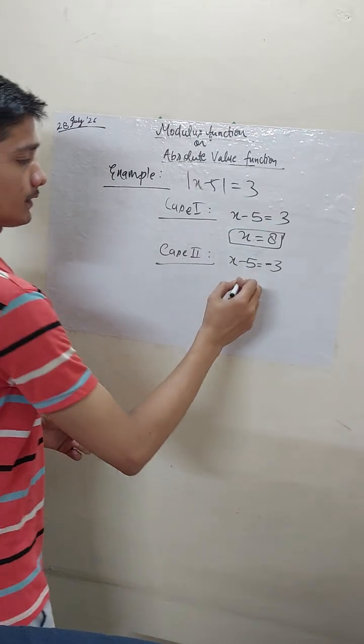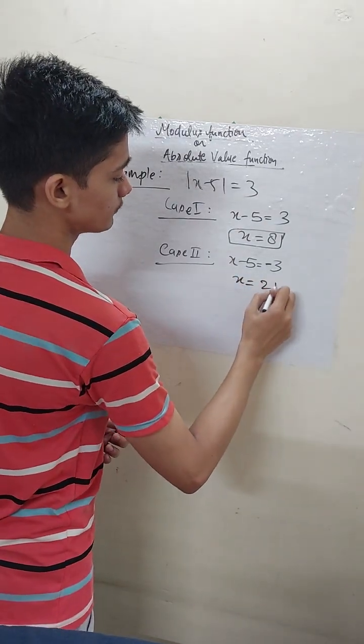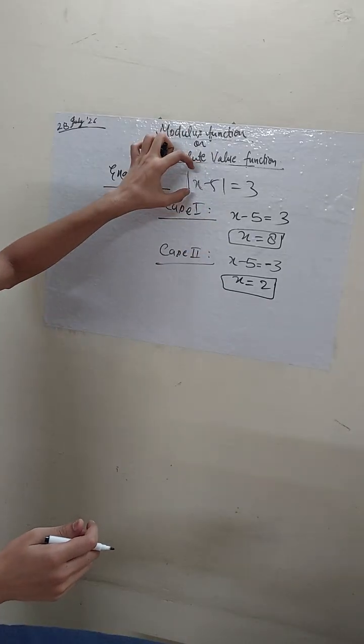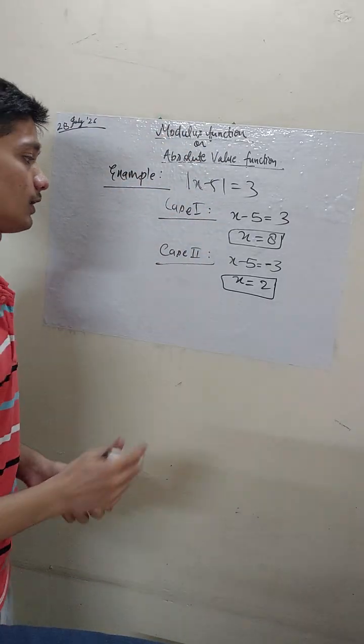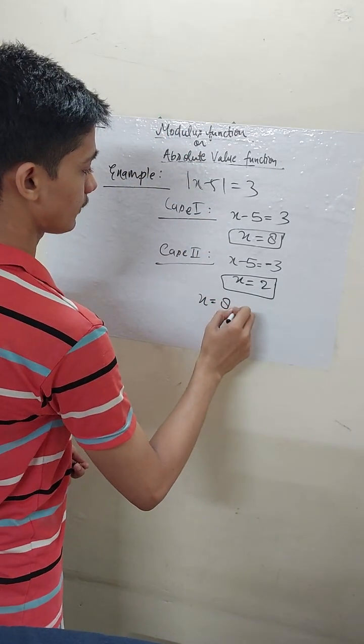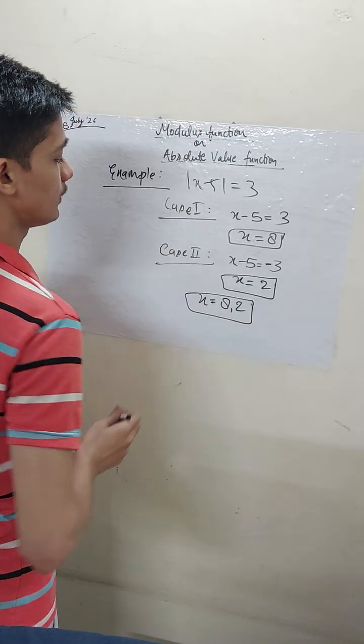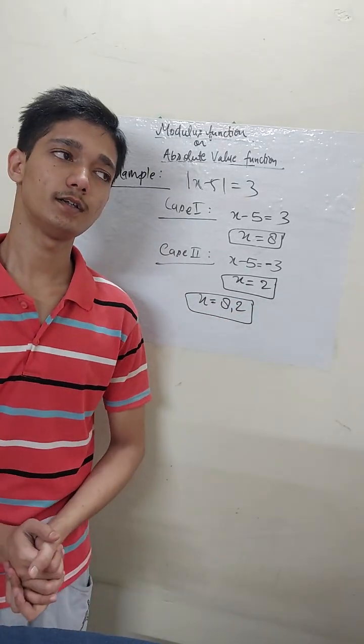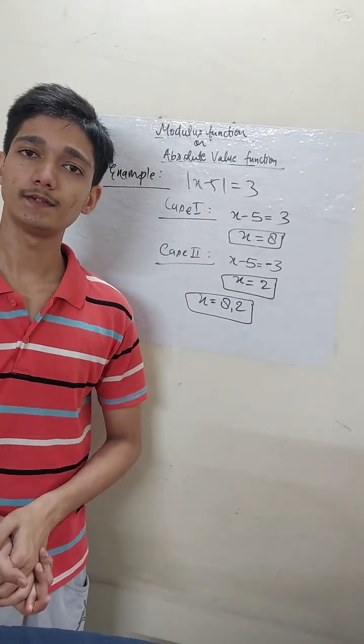x minus 5 is equal to minus 3, which means x is equal to 2. So we have two values of x which satisfy this equation. We have x is equal to 8, 2. So this is how we implement the modulus function in this type of question.